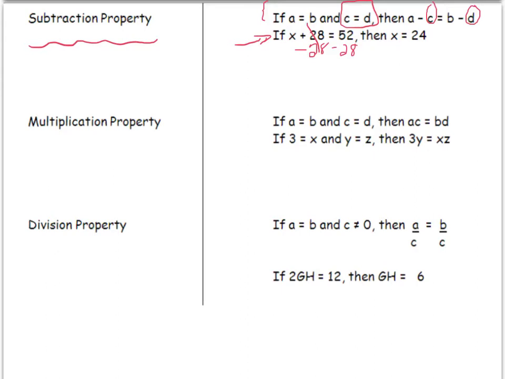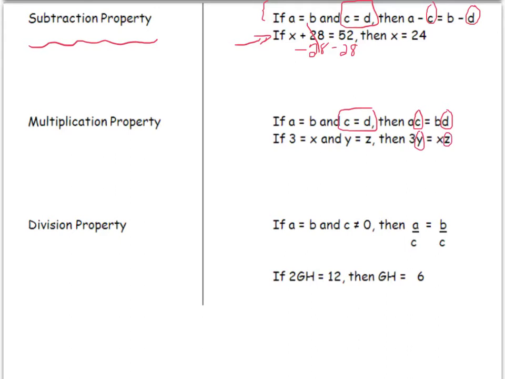The multiplication property, also a little bit confusing with our variables. It says if A equals B and C equals D, then A times C equals B times D. Again, it's the concept of multiplying by the same thing on both sides. Again, here, if 3 equals x and y equals z, if I multiply both sides by y and z, they're the same thing. It balances the equation.